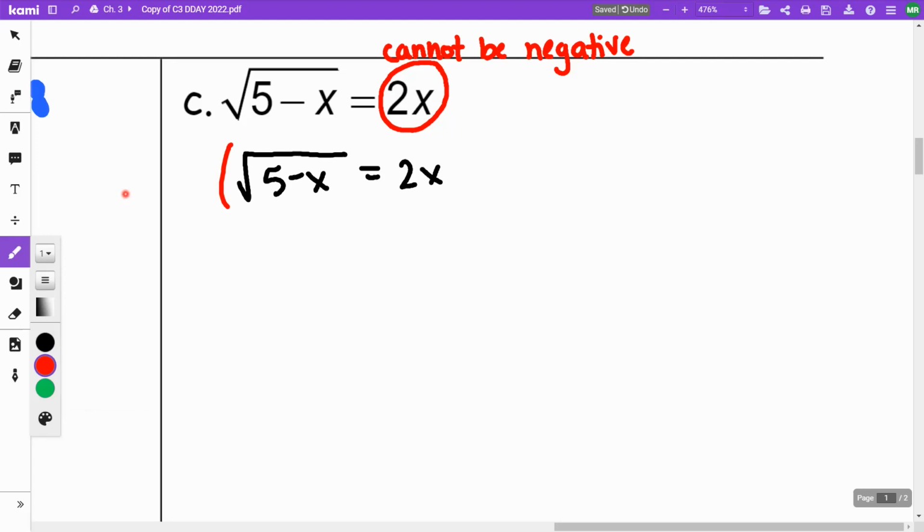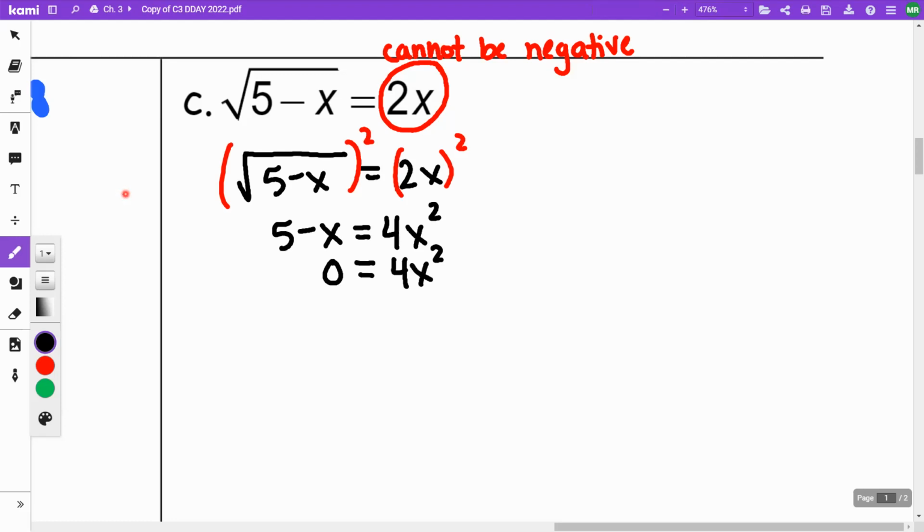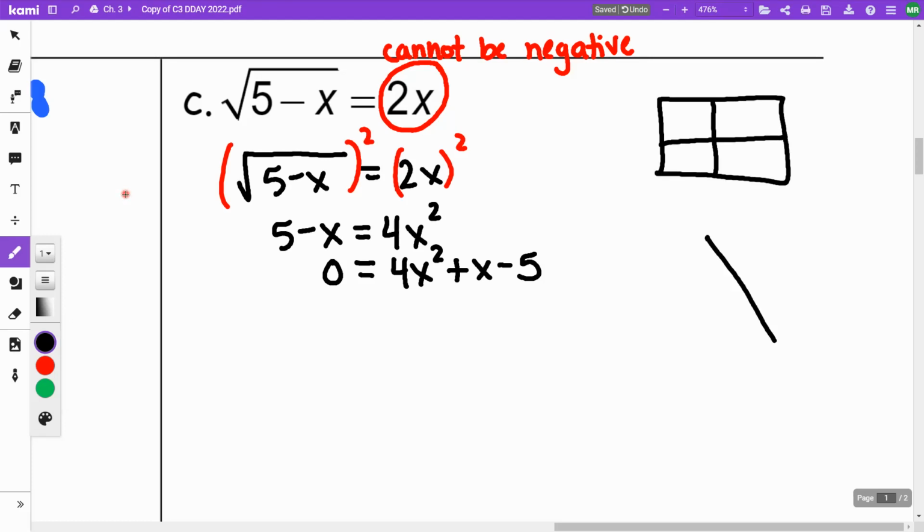I am going to square this side and square this side. When I do that, this is going to be a 5 minus x, and when I square 2x, it is 4x squared. Get 0 on one side, everything else on the other side. So this is going to be a 4x squared. I'm going to add the x. I'm going to minus the 5. And now I am going to do a box to diamond to factor.